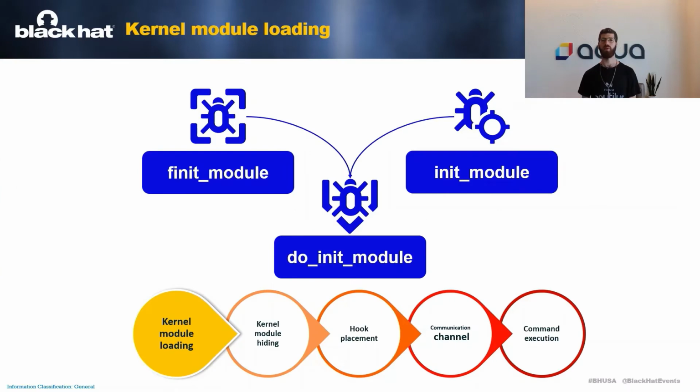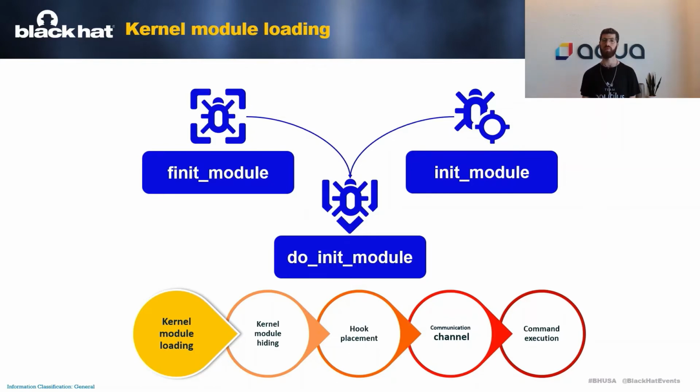Loading the kernel module can be done with two syscalls, finit_module and init_module. They both operate pretty much the same, but the main difference is that finit_module loads the kernel module from a file, while init_module loads a module from a memory buffer. As you can see in the diagram, both call do_init_module to actually load the kernel module. Tracee uses this kernel function to detect that a kernel module has been loaded.